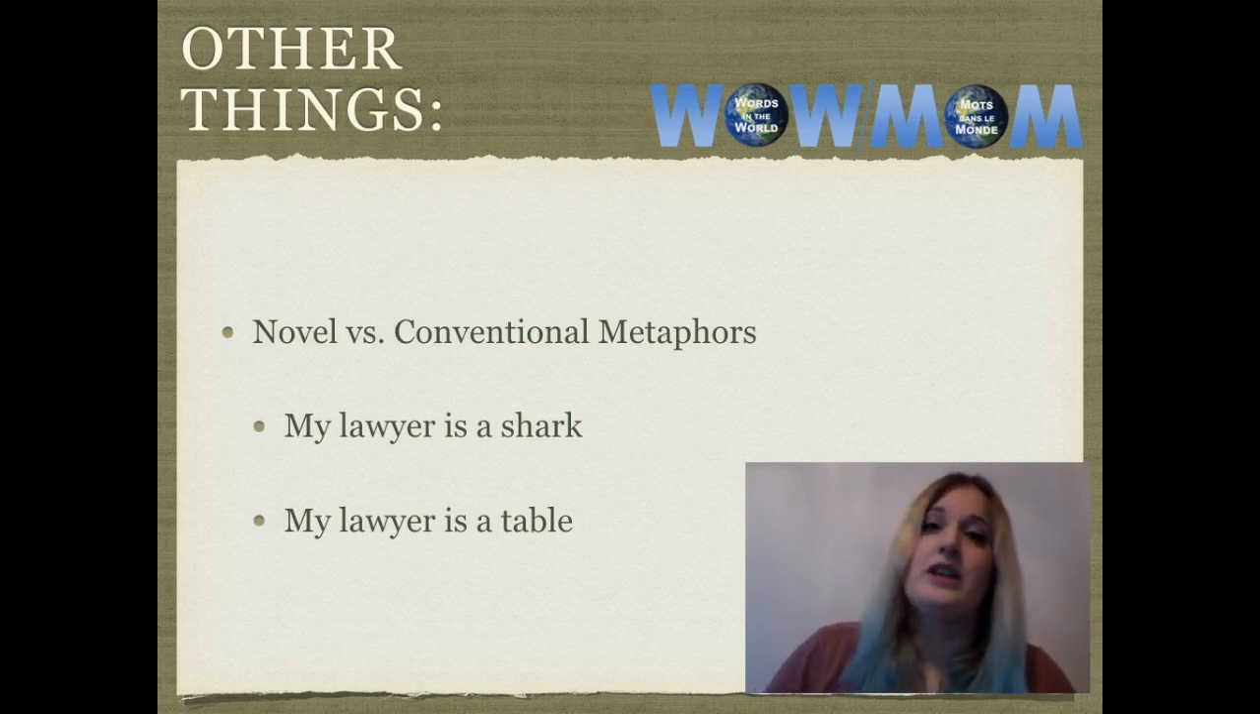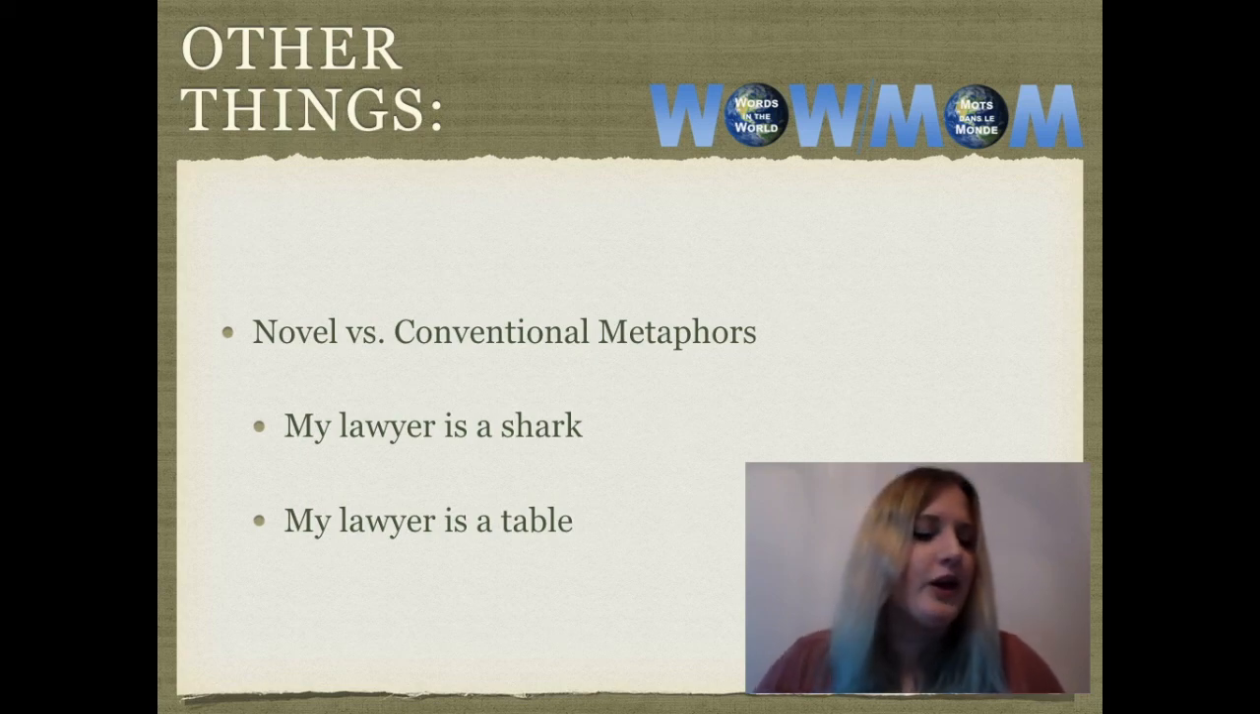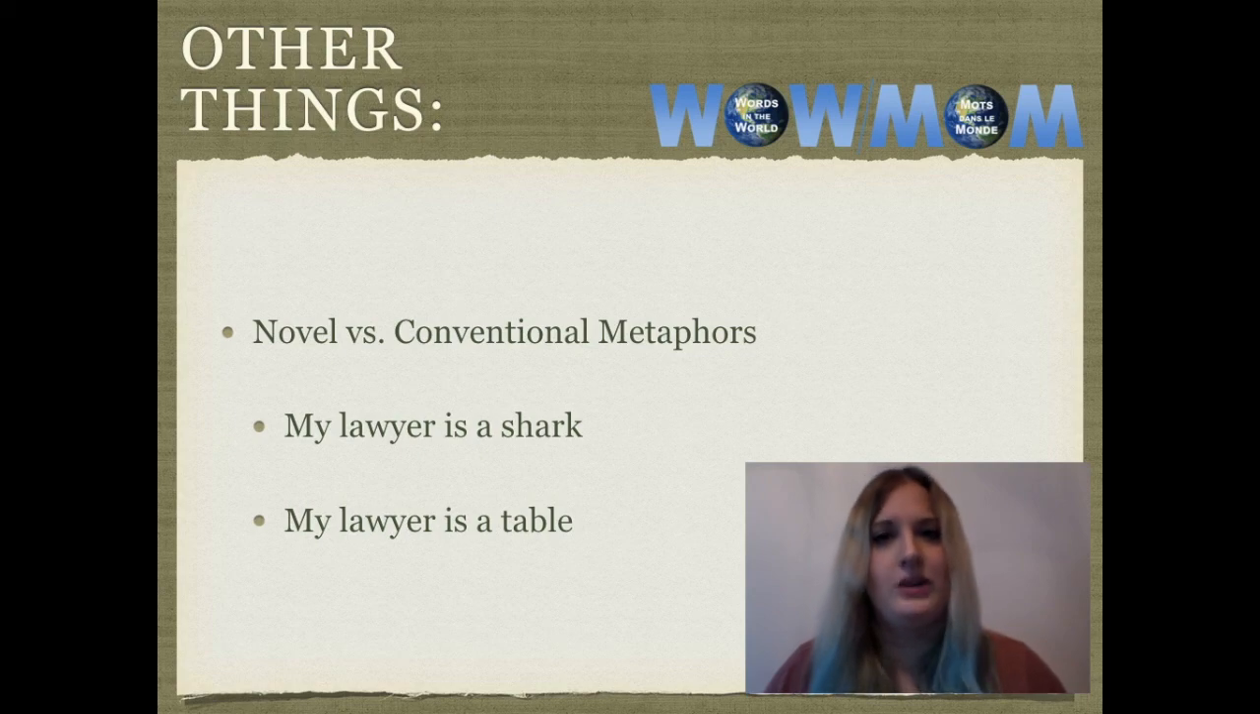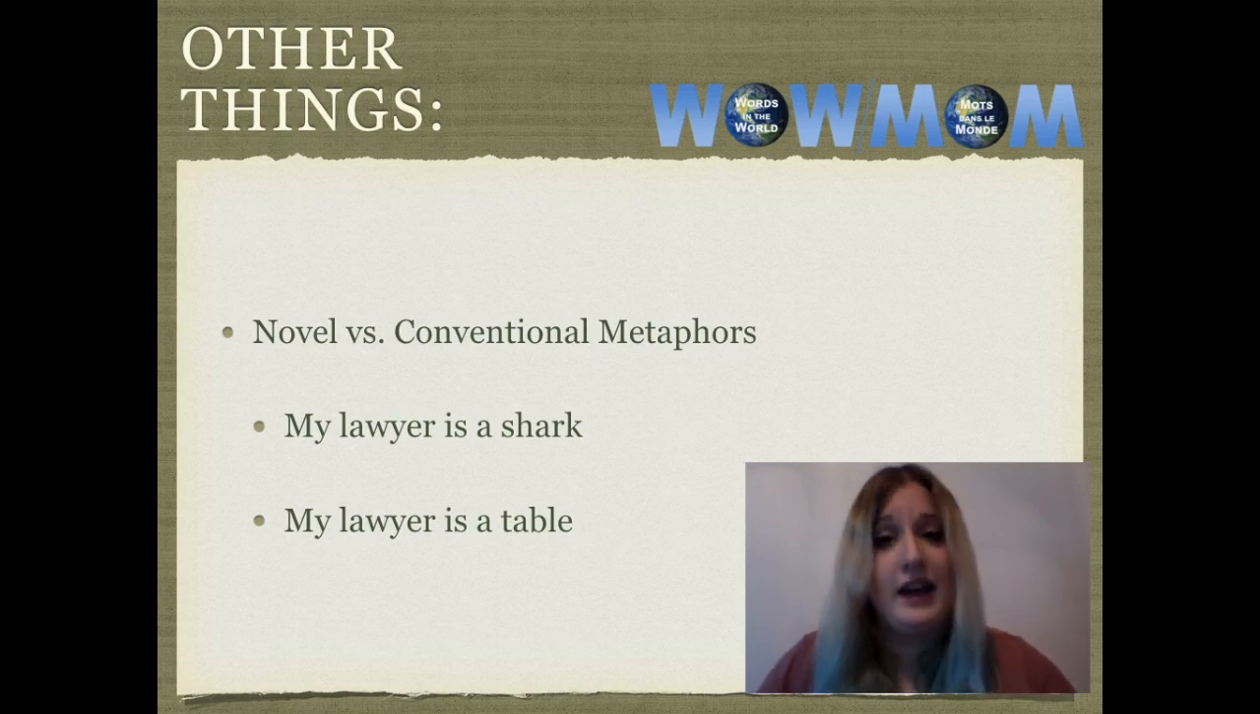On the other hand, there are things that are novel metaphors, so maybe things that you read in books, or the example I give here is my lawyer is a table. That's probably not something you've ever heard before, but we can still come up with an emergent meaning from it, something like rigid or rough, something like that. We would still be able to come up with a meaning to the metaphor, although we haven't ever necessarily encountered that metaphor before. And there is a difference between novel and conventional metaphors. We can talk about the differences when we talk about theories or when we talk about experiments, but there is a difference between the two, and we do have to make at least a sort of a distinction between them.